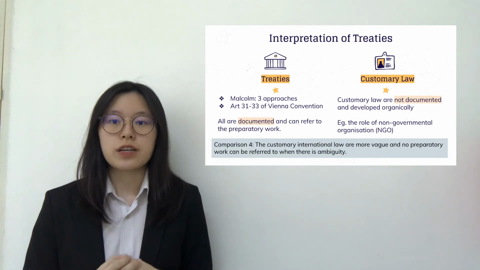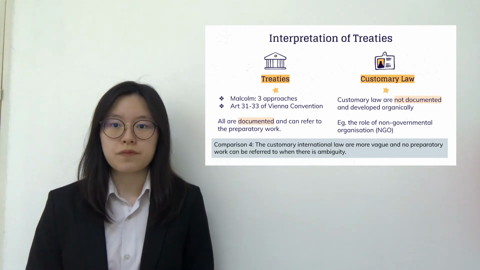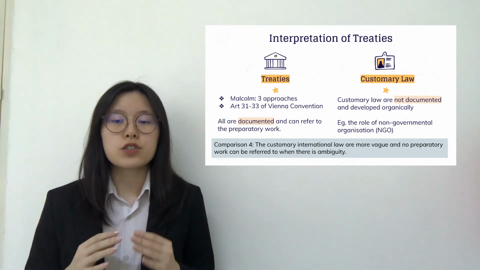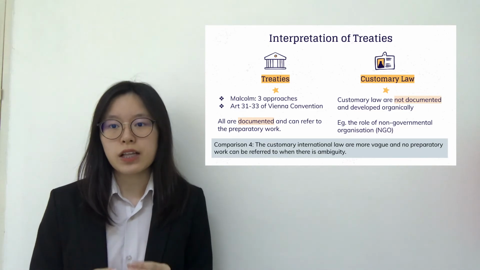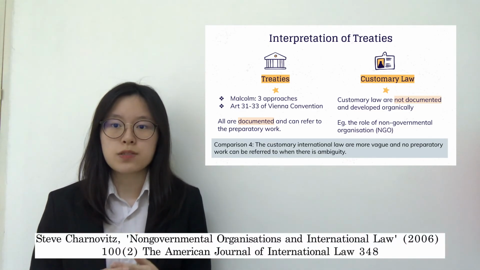Compared to treaties, which are in written form, customary international laws are more vague, as the process of it being slowly considered as a norm that everyone should comply with is not documented. It is developed organically. An example of organic development of customary laws is the role of NGOs.